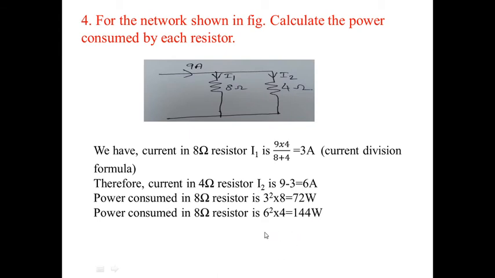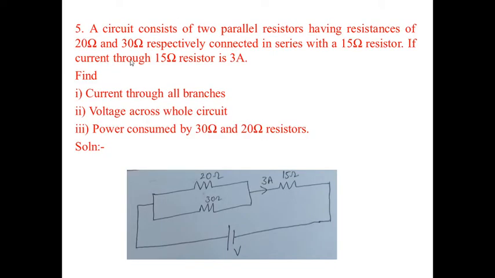So this is the solution of this particular problem. Next, fifth problem. A circuit consists of two parallel resistors having resistances of 20 ohm and 30 ohm respectively, connected in series with a 15 ohm resistor. If the current through the 15 ohm resistor is 3 amps, find the current through all branches, the voltage across the whole circuit, and the power consumed by the 30 ohm and 20 ohm resistors.